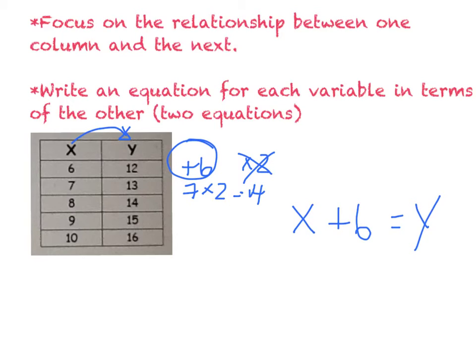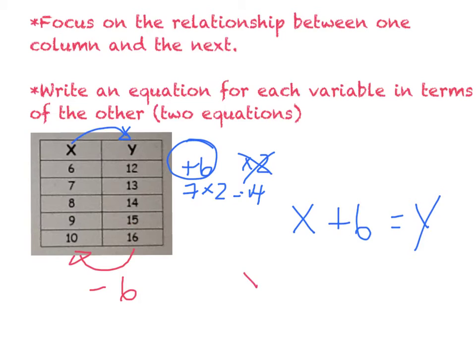That's my first equation. Now I'm going to go backwards. I'm going to say, well, what did I do to get from y to x? Again, I'm going to use that idea of opposite operations. If I added 6 to go one way, I'm going to be subtracting 6 to go the other way. And I can check to make sure that works. 12 minus 6 is 6. 13 minus 6 is 7. 14 minus 6 is 8. 15 minus 6 is 9. And 16 minus 6 is 10. So it looks like that relationship holds the whole way through.